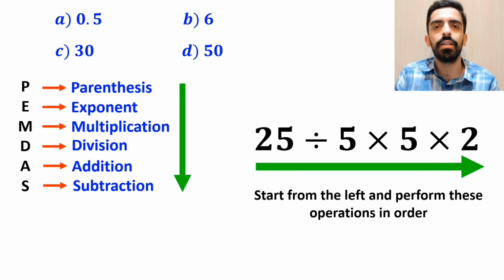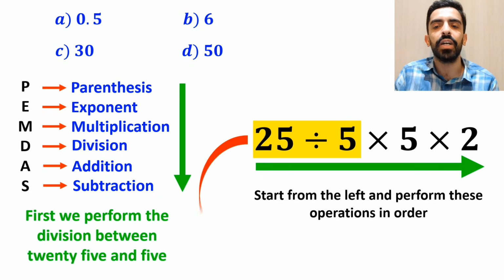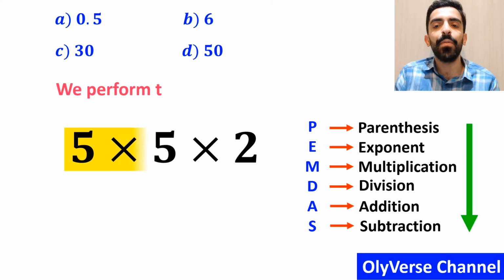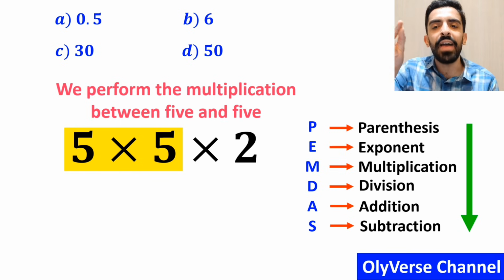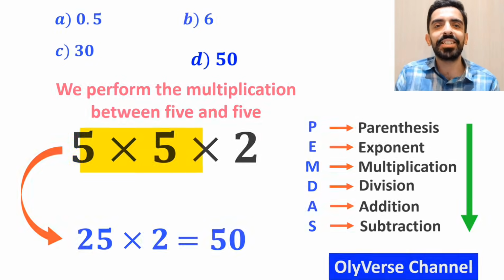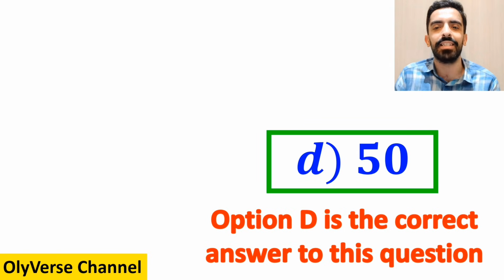in order. So, first we perform the division between 25 and 5, which simplifies this expression to 5 multiplied by 5 and again multiplied by 2. And the next step, we perform the multiplication between 5 and 5. And instead of this expression, we can write 25 times 2, which finally gives us the answer 50. That's great. Option D is the correct answer to this question.